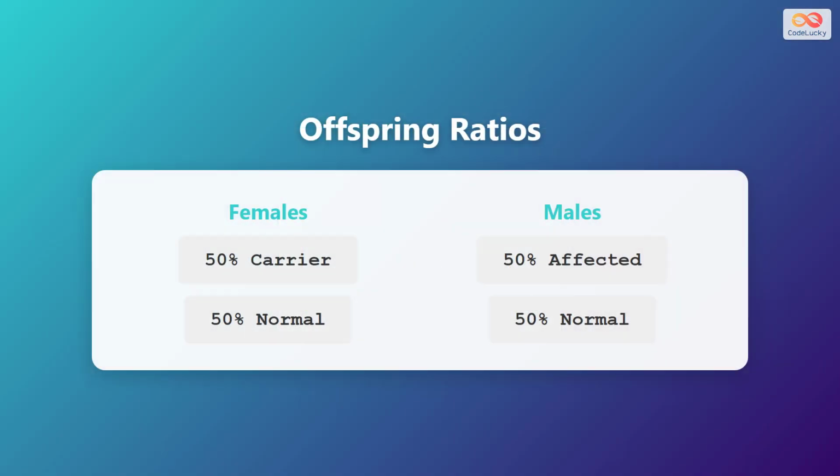Now let's analyze the results by sex. Among female offspring, 50% will be carriers with one normal and one color blindness allele, and 50% will have completely normal vision with two normal alleles. Among male offspring, 50% will be affected with color blindness, and 50% will have normal vision. Notice that only males are affected in this cross, which demonstrates the typical pattern for X-linked recessive traits.